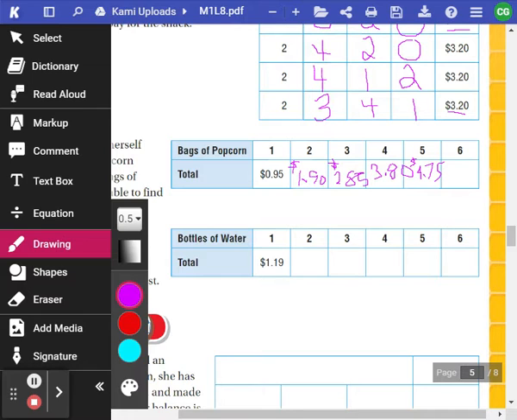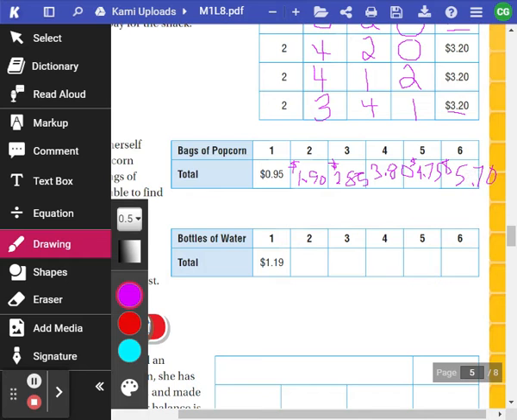Then I'm going to add my last group of 6 in. 5 plus 5 is 10. Regroup. 9 plus 1 is 10 plus 7 is 17. Regroup. 4 plus 1 equals 5. And it's $5.70.